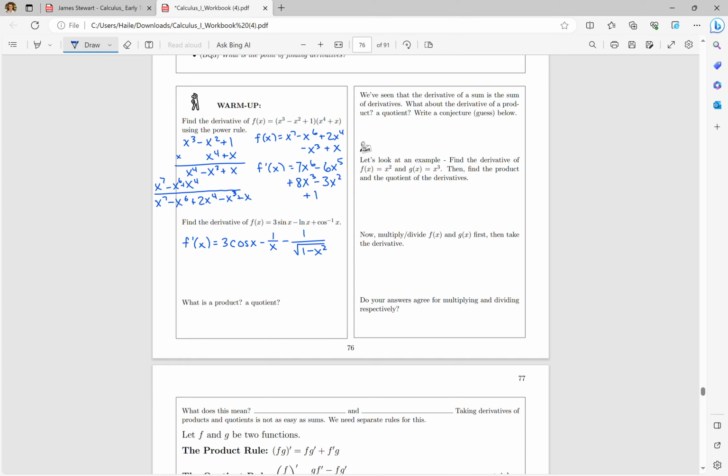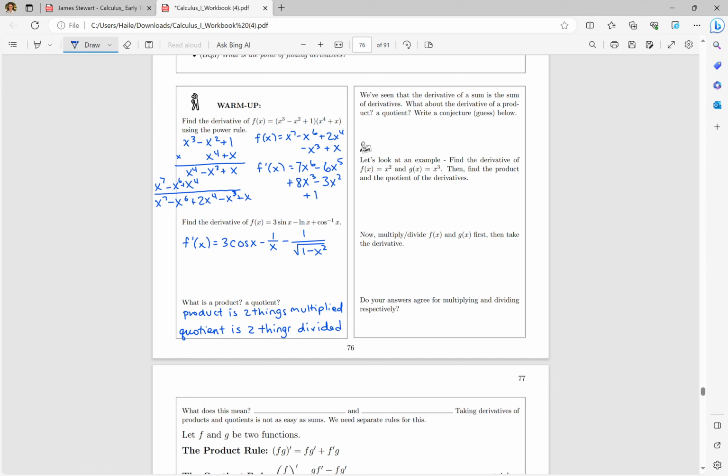And then finally, we have: what is a product and what is a quotient? A product is two things multiplied, and a quotient is two things divided. Okay, so that's our warm-up.